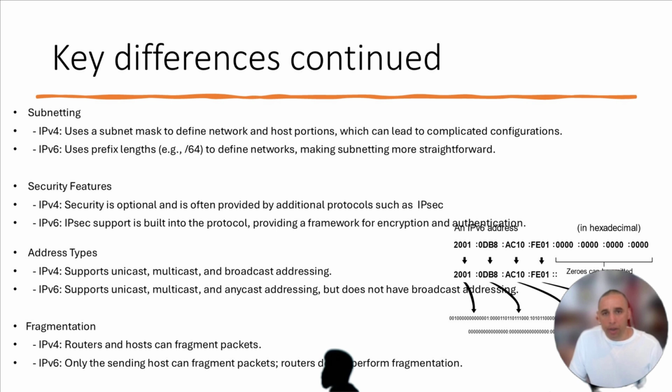Adoption and usage. IPv4 is still widely used but is running out of available addresses, leading to the use of techniques like network address translation, NAT. IPv6 is designed to replace IPv4 and address the limitations of address space. Adoption has been increasing, but it is still not universally implemented.